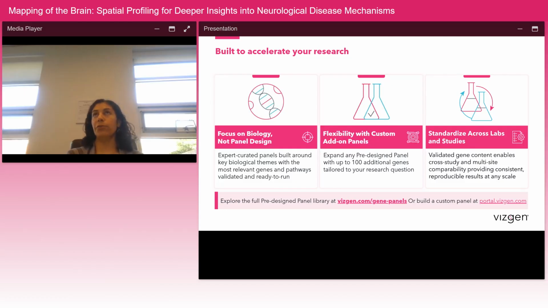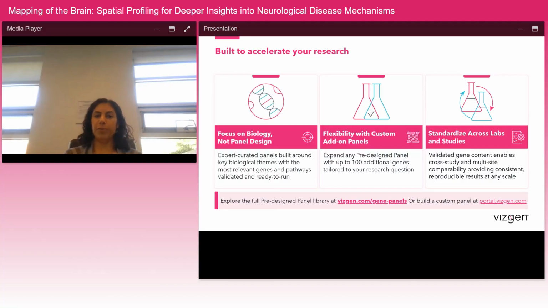This can be really helpful if you're working on, say, a xenograft model, or if you have multiple disease indications. Say you're working on both Parkinson's and Alzheimer's, you could have different panels added on to the base human brain panel to have multiple groups basically using the same panel. And this gives a really nice way to standardize across a lab.